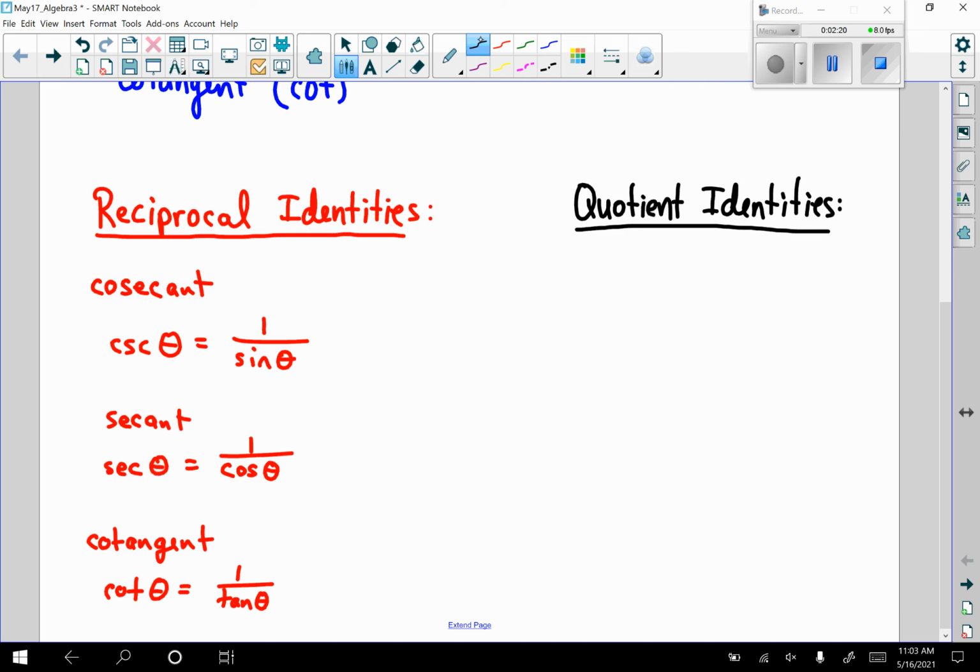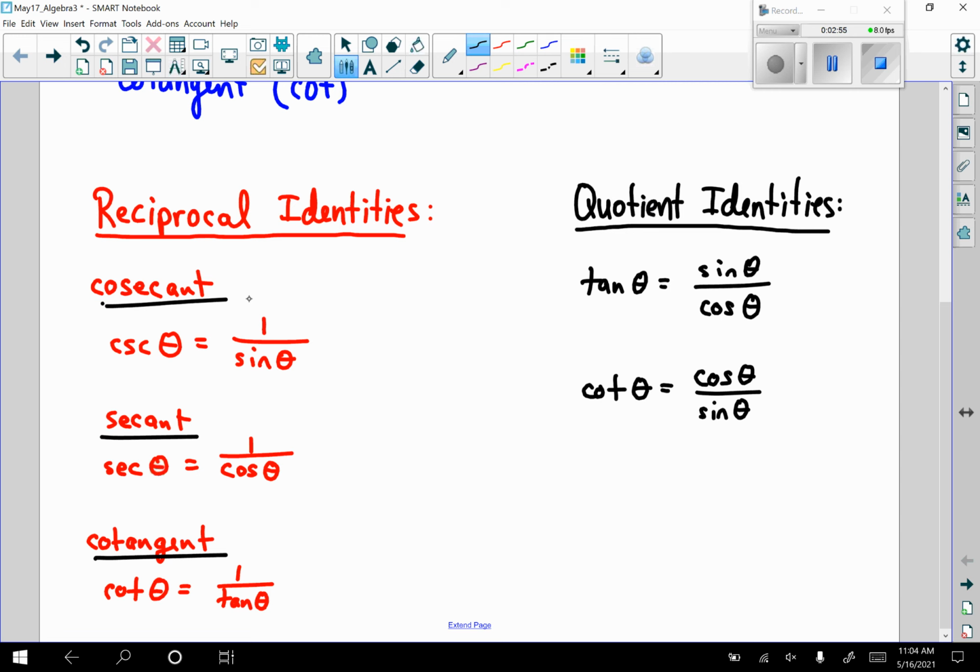Another identity we're going to look at to help us out here are quotient identities. We already saw from finding the exact values of tangent, we see that tangent theta is equal to sine theta over cosine theta. And we could write a quotient identity for cotangent. And since cotangent is the reciprocal of tangent, I simply flip this fraction. So this would be cosine theta over sine theta. So that's another way to view cotangent. So we have our reciprocal identities and our quotient identities. So let's take a look at some examples.